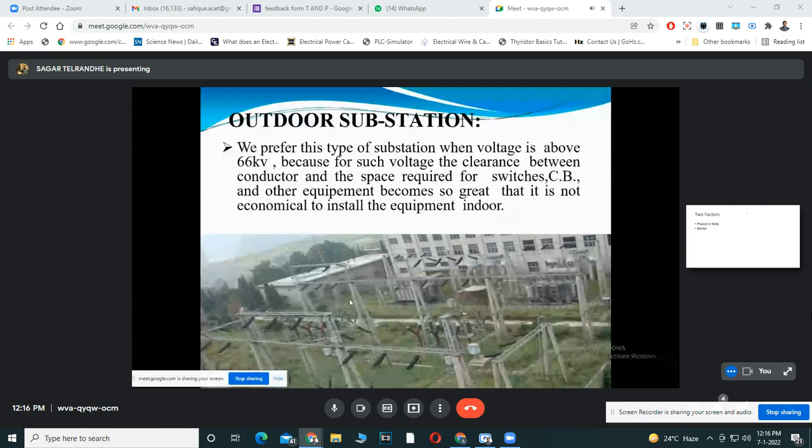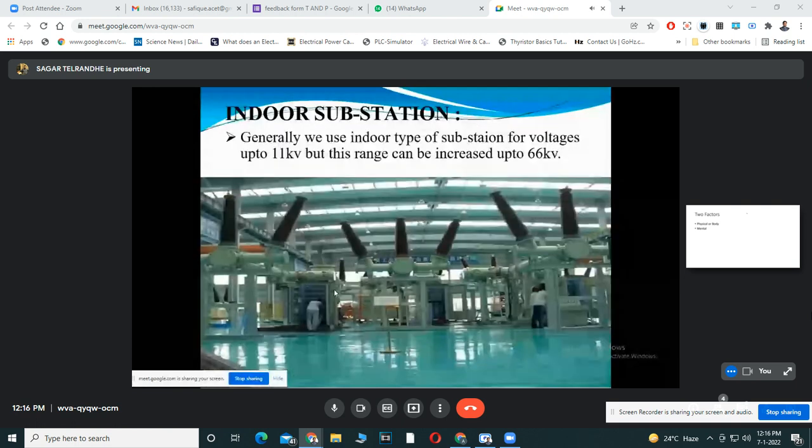Indoor substations. Generally, we use indoor type of substations for voltages up to 11 kV, but this range can be increased up to 66 kV. And presently, it is up to 66 kV in India also. Here, we are able to see huge components of electrical power system mounted indoor.